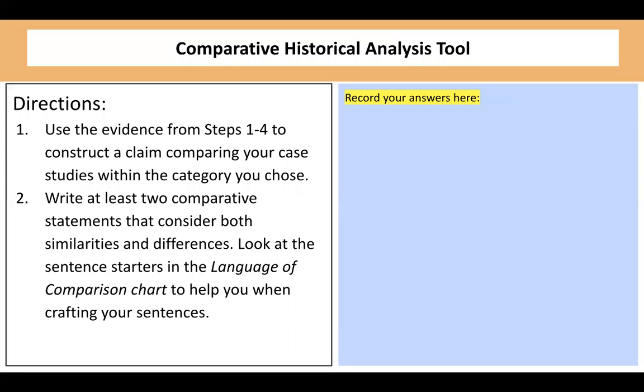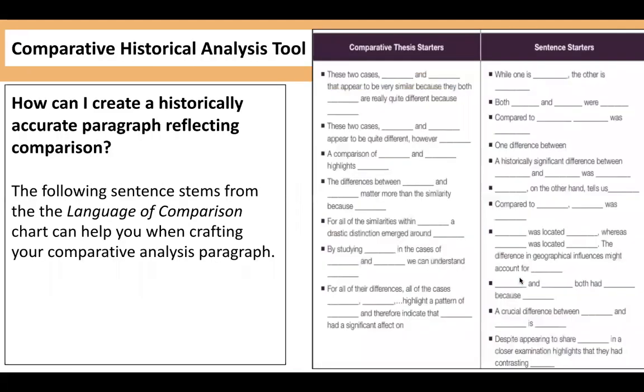And one way we could help them really write this historical analysis is to look at some sentence starters. In the historical toolkit for grade 10, we actually have the language of comparison chart that could help you and the students figure out how to start crafting our comparative sentences. And this is just one part of it, but we have comparative thesis starters for them to start their claim.